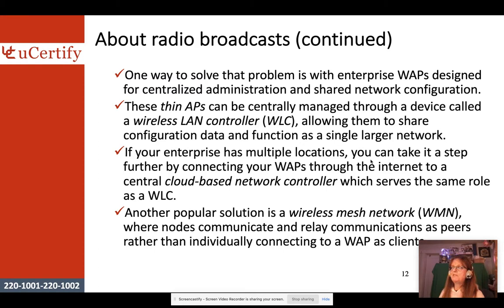In a small office, home office network, you would probably just purchase a mesh network setup, like I was saying that I have. If your enterprise has multiple locations, you can even take it a step further by connecting your wireless access points through the internet to a cloud-based network controller, which serves the same role as the wireless LAN controller. And then basically the packets just travel through the internet to your other network. It's pretty nifty. Another popular solution is a wireless mesh network, which is pretty much what I talked about, where the nodes communicate and relay communications as peers rather than individually connecting to a wireless access point as clients.